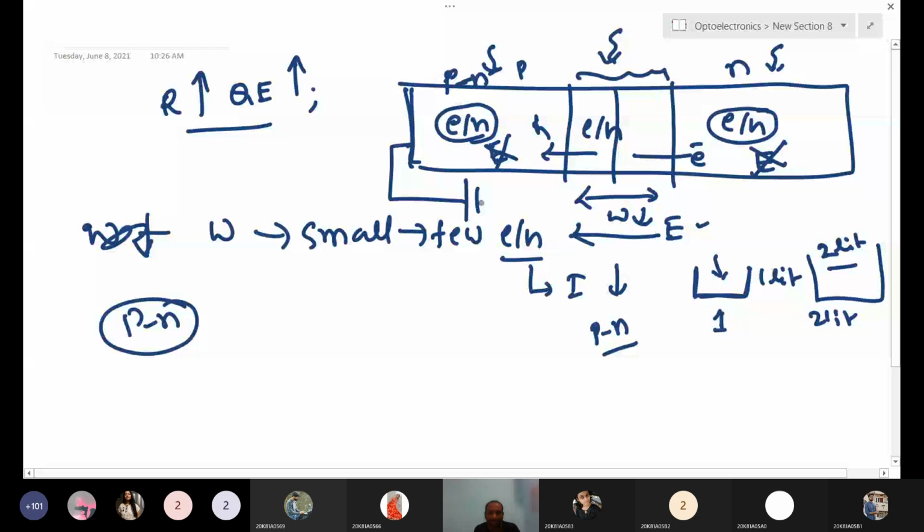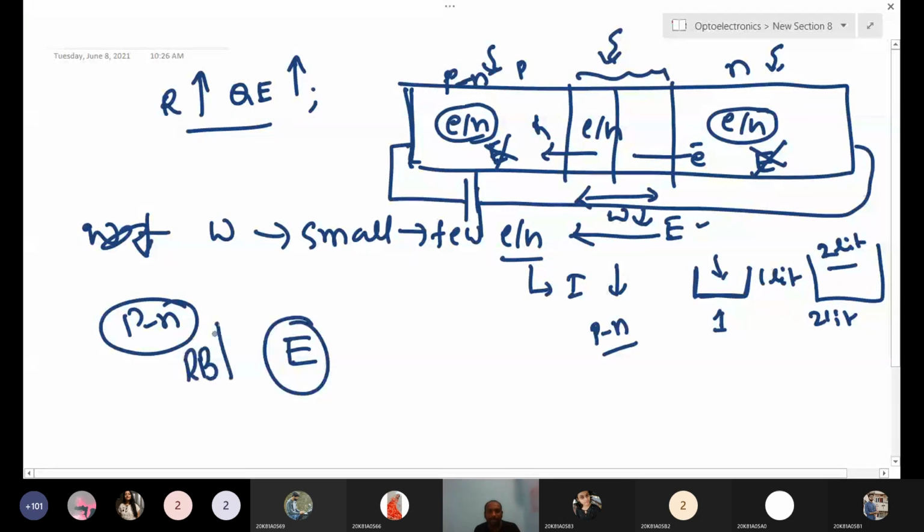By increasing electric field, that means you have to apply reverse bias voltage. When you increase reverse bias voltage, the electric field increases. Why is this electric field increasing? Because if you apply reverse bias voltage, more holes are attracted towards the negative terminal and more electrons are attracted towards the positive terminal. That means the depletion region will increase in a semiconductor.